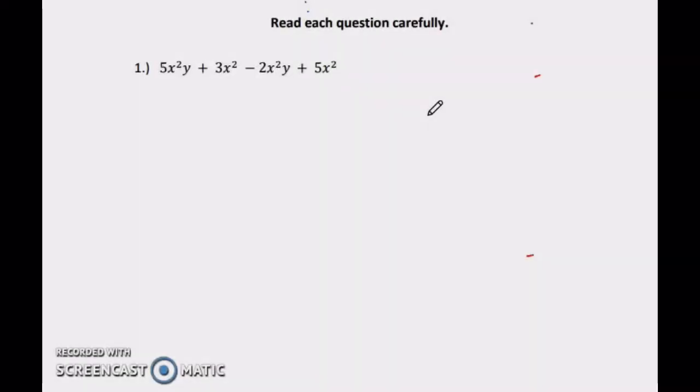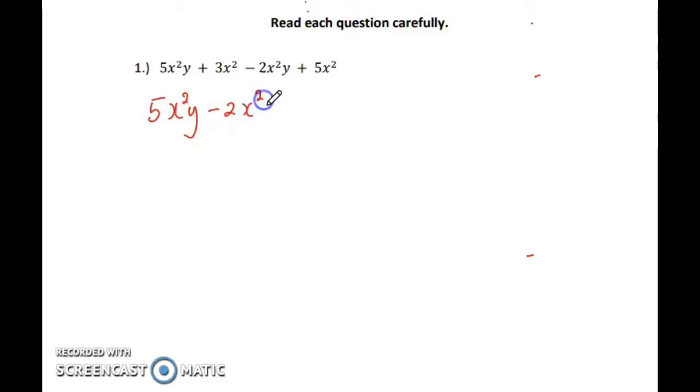So here we have our variables. And before we can go ahead and add or minus, we have to ensure that we group our like terms, meaning that they should have the same exact variable and the same exact indices in order to do our calculation. So here, the first one I have is 5x squared y minus 2x squared y. The 2x squared y is a negative, so I put a negative here also. Then I have a positive 3x squared and a positive 5x squared.